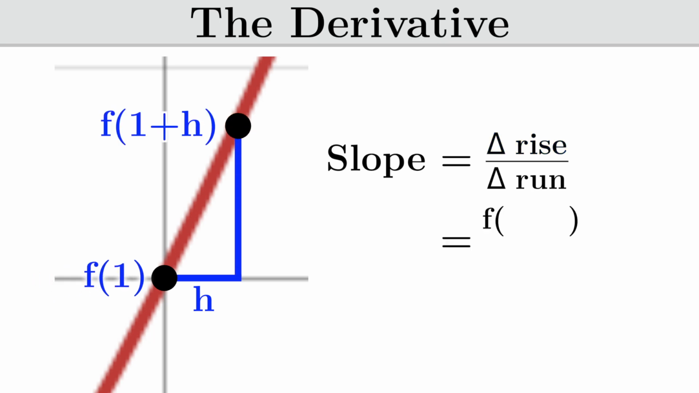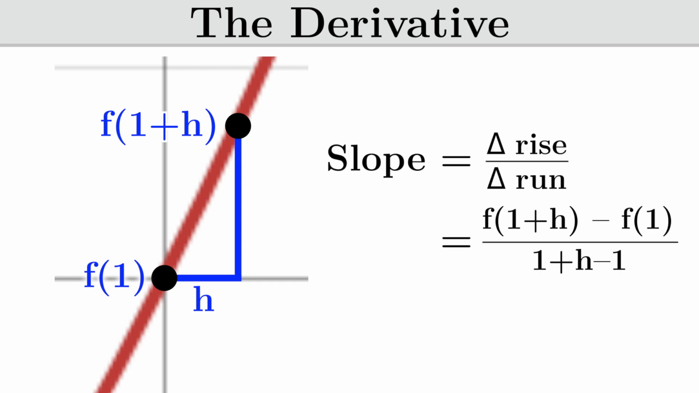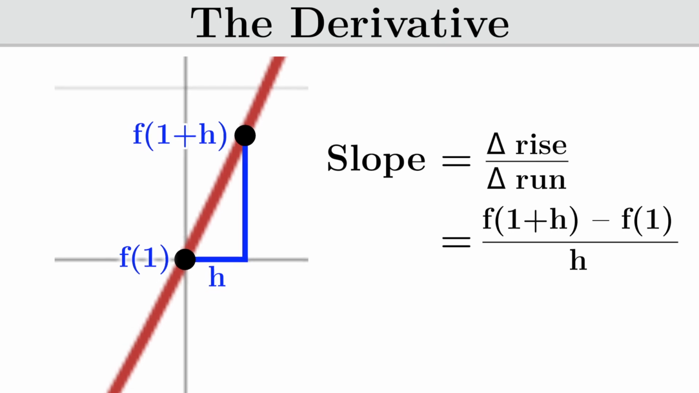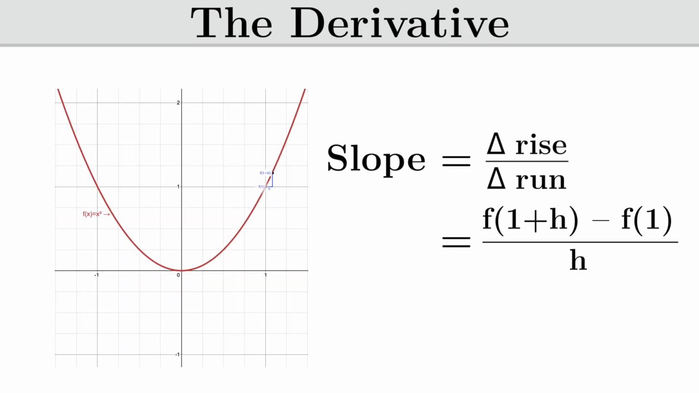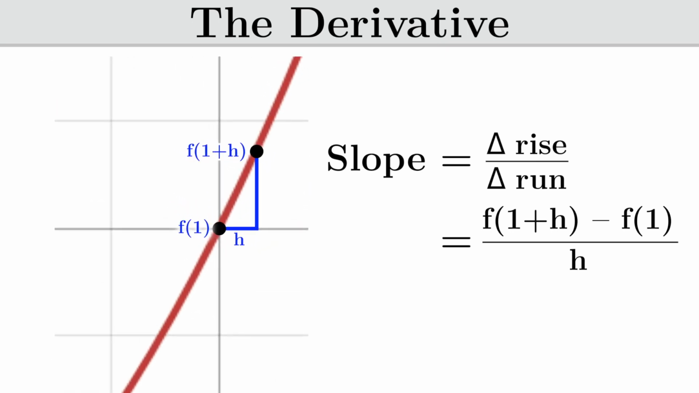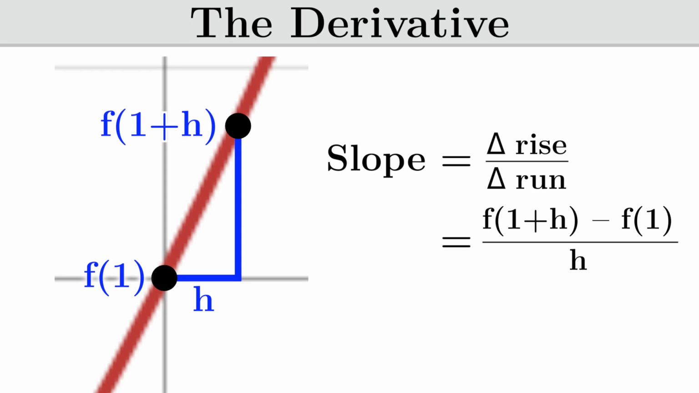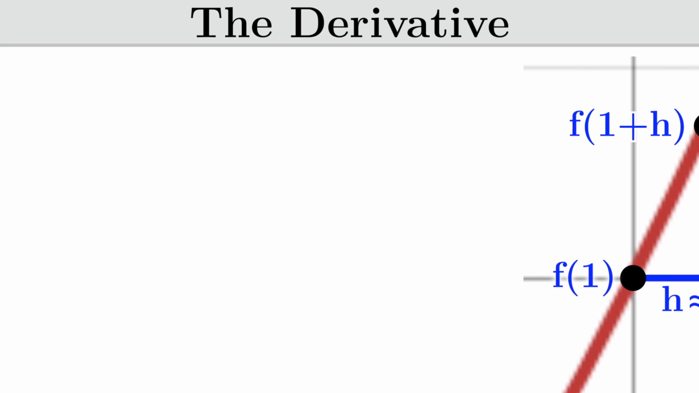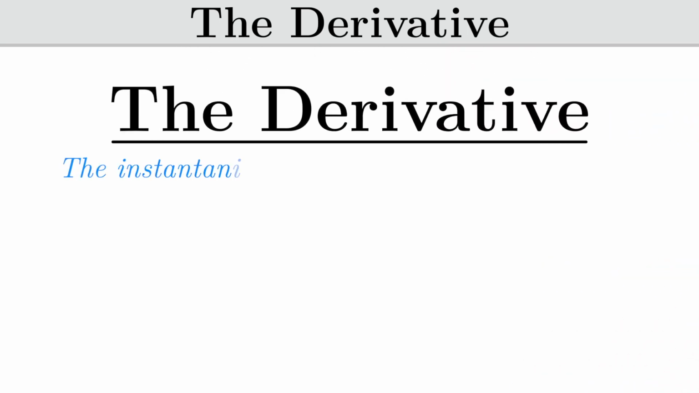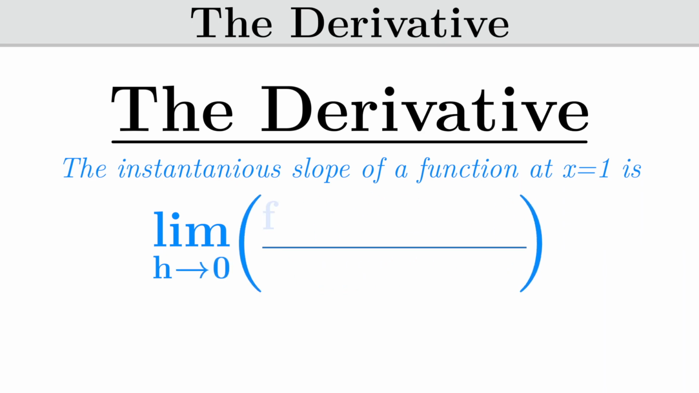Our slope is now f of 1 plus h minus f of 1, all divided by 1 plus h minus 1, or just h. Recall that we zoomed in exceptionally far before this graph appeared linear. Therefore, this h value must be very small. So small, in fact, that we almost consider it to be 0. This is where we introduce the formal definition of the derivative. The instantaneous slope of the function at x equals 1 is the limit as h approaches 0 of f of 1 plus h minus f of 1 divided by h.